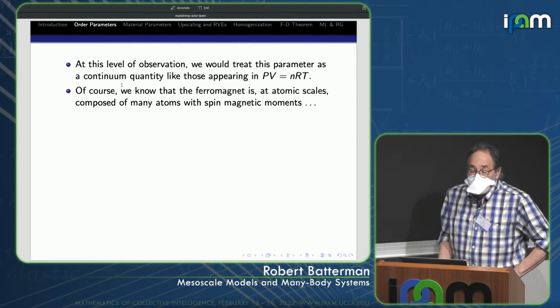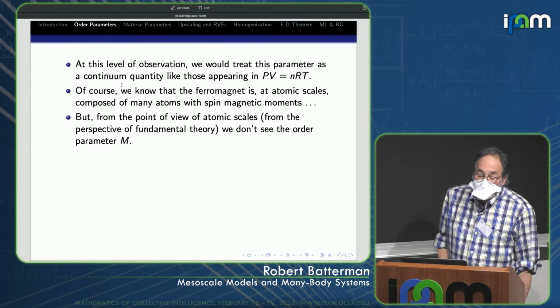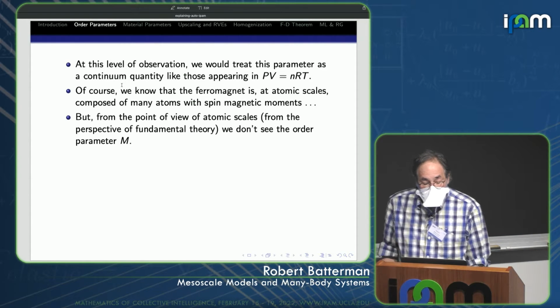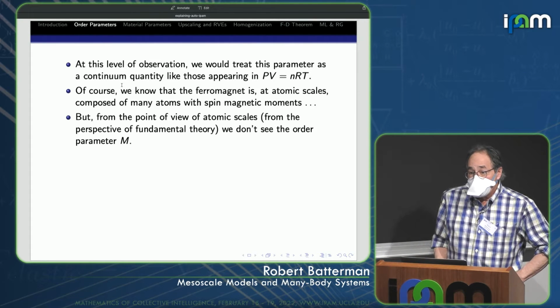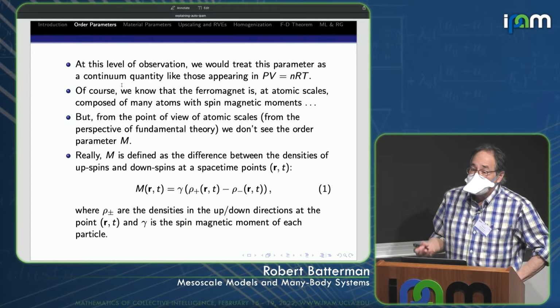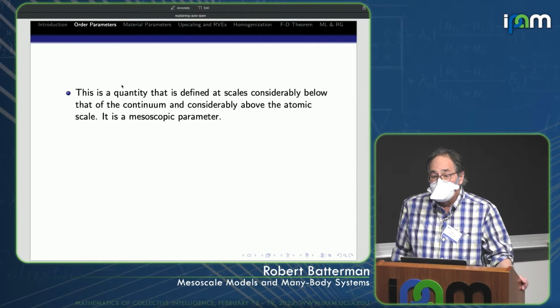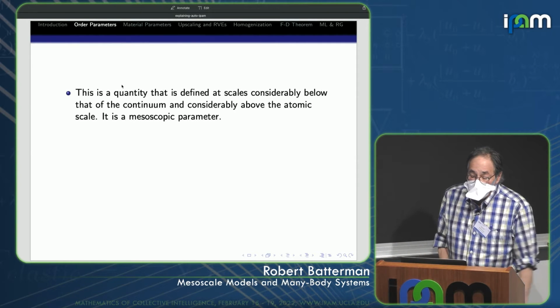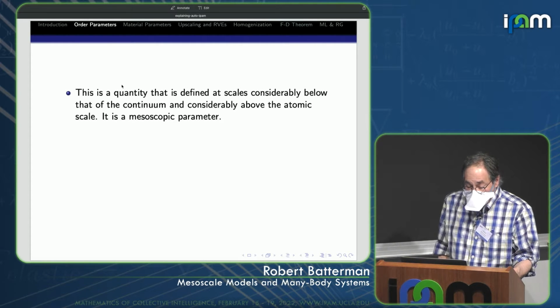But we know that the ferromagnet is at atomic scales composed of lots of atoms with spin magnetic moments, etc. And so from the point of view of atomic scales, from the perspective of what we take to be fundamental theory, we don't see the order parameter M at all. Really, M is defined as the difference between the densities of upspins and downspins at space-time points. And that's a quantity that is defined at scales considerably below that of everyday continuum scales and considerably above the atomic scale. It's a mesoscopic parameter.